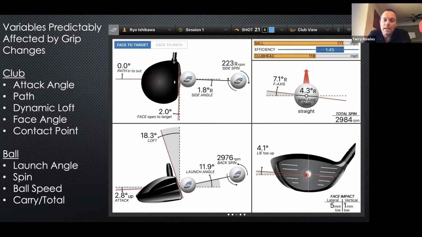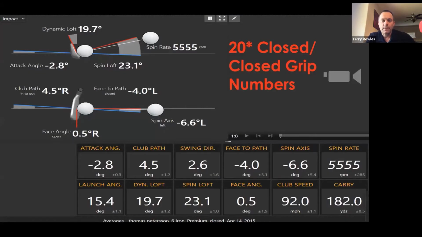And the contact point on the face will change, which is pretty interesting. Launch angle in the ball flight, the launch angle changes, the spin changes, the ball speed changes because of the loft and the contact point. And then the carry and total relationship changes because the ball flight is going to be different. And we've put this into the software where it becomes very predictable. So this is a tour player. We basically closed the face 20 degrees and told him to hit it straight. And we only accepted the successful outcomes, of course.